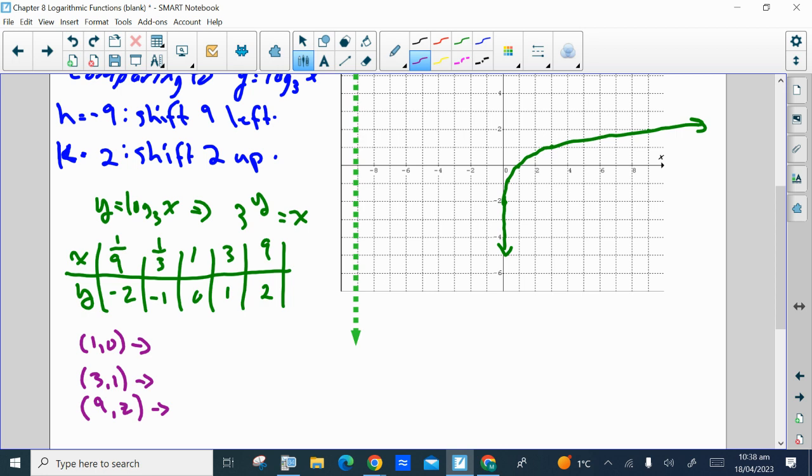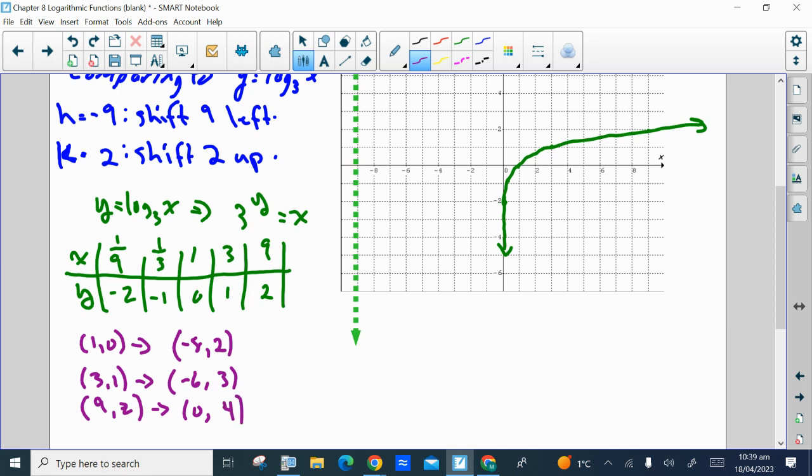So if I shift those all, first 9 to the left, that means I'm going to subtract 9 from all the x values. So 1 take away 9 is negative 8. 3 take away 9 is negative 6. And 9 take away 9 is 0. I'm going to go up 2, so I'm going to add 2 to all the y values. 0 plus 2, 1 plus 2, and 2 plus 2.